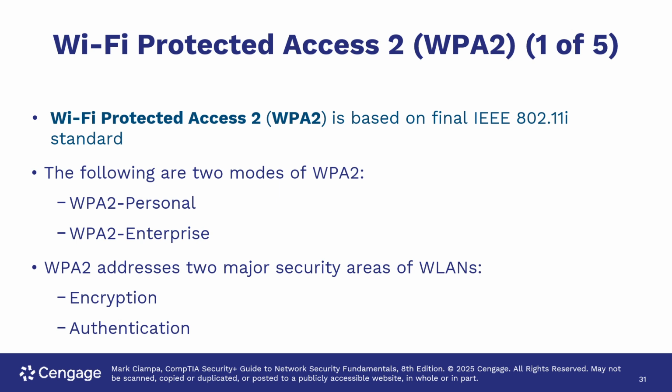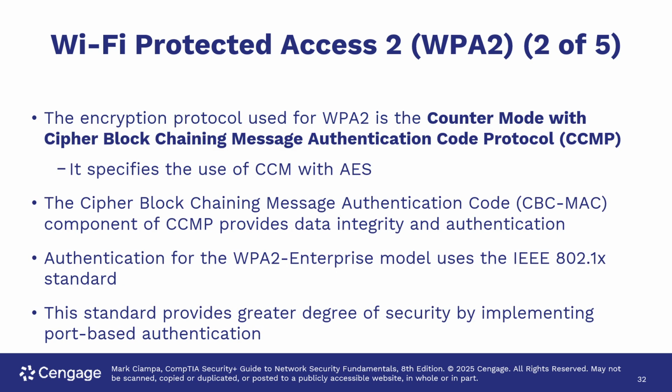So, Wi-Fi Protected Access 2, which is the second version of Wi-Fi Protected Access. WPA2 replaced WPA, and it's based on the final IEEE 802.11i. And the following are 2 modes again, personal and enterprise. It addresses the 2 major security areas of WLANs, encryption and authentication. So WPA2 brings encryption and authentication into the picture.